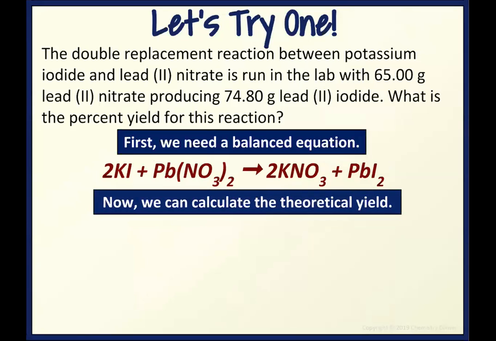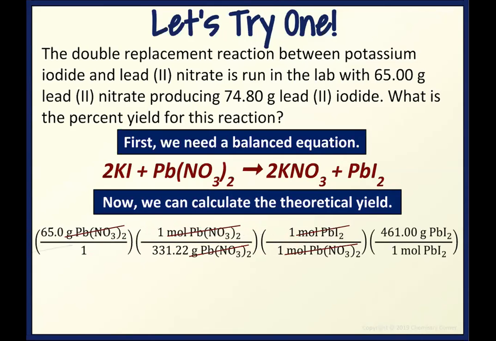So now we have to calculate the theoretical yield using stoichiometry. We're going to start with what we're given, which is 65 grams of lead nitrate. Okay, and then we change the grams of lead nitrate to moles, and then we change the moles of that to moles of lead iodide, because that's what we're looking for. We're looking for the percent yield of lead iodide. And then we change the moles of lead iodide to grams, and we get 461.